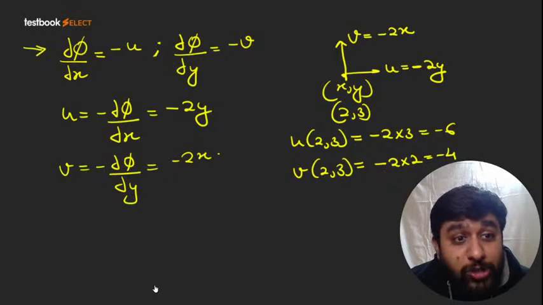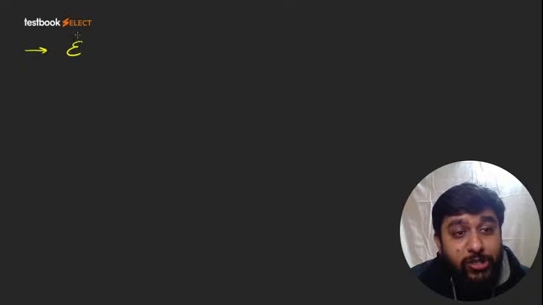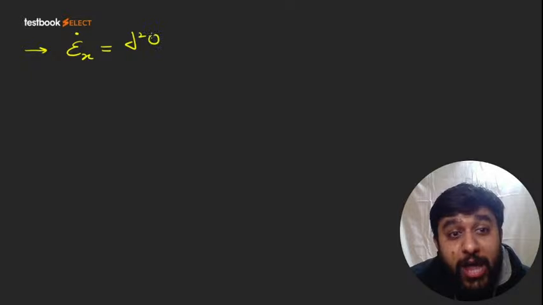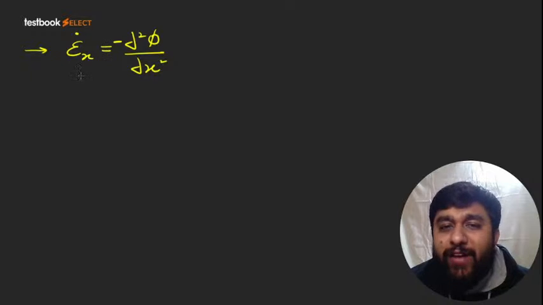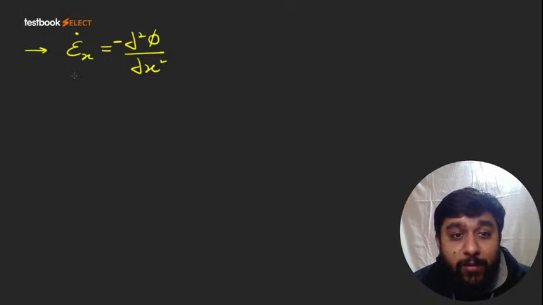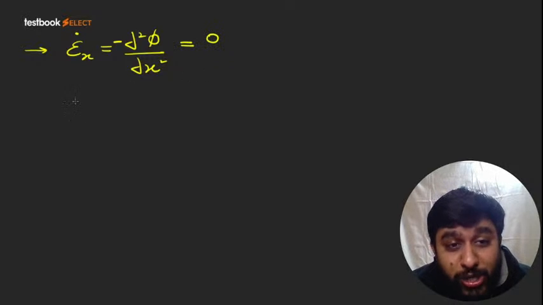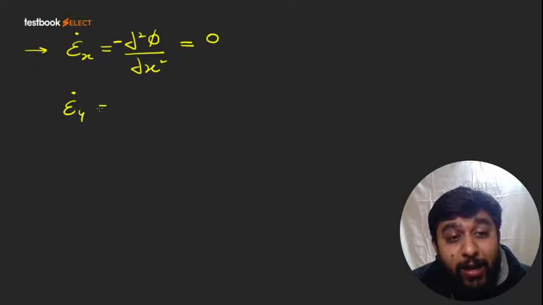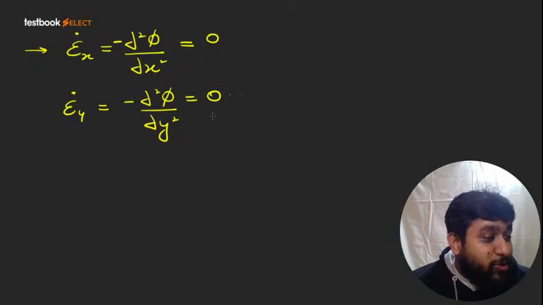We have found out the velocity components. Now the next question can be to find out the shear strain and linear strain rates. The linear strain rate is epsilon dot x, that is minus of del square phi by del x square. A few moments back we saw del square phi by del x square is equal to 0. Similarly, epsilon dot y is minus del square phi by del y square, and a few moments back we saw this is also equal to 0, right?